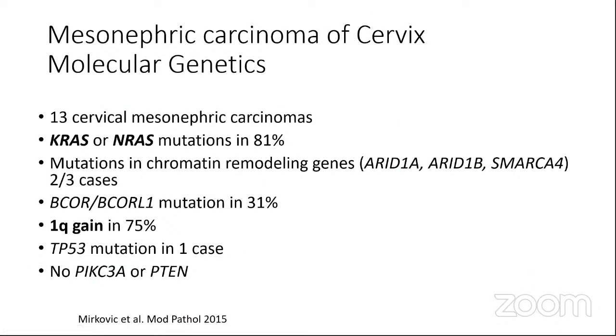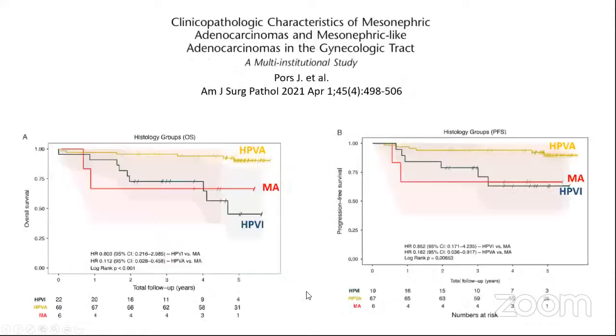As far as the molecular genetics, we now know that most of these tumors are driven by underlying KRAS or NRAS mutations. And this is based on work done by Mirkovic et al. from 2015. They also often have mutations in chromatin remodeling genes like the ARIDs, and very often have 1q gains.